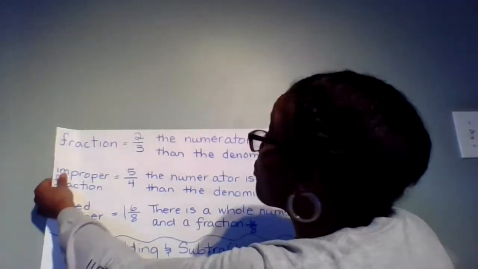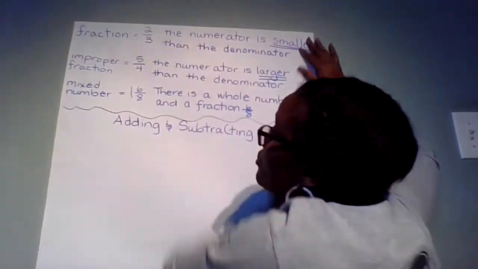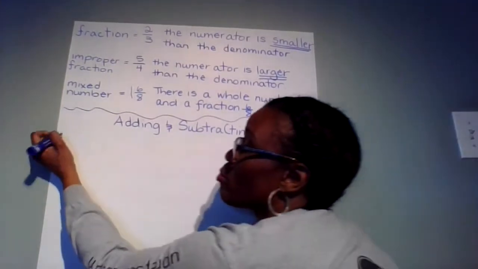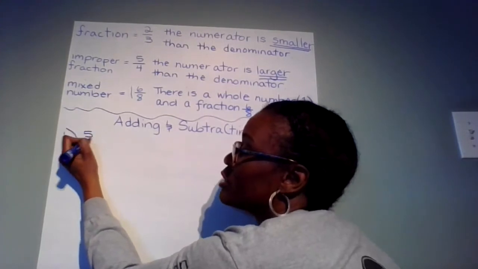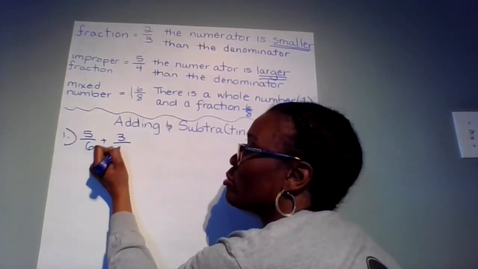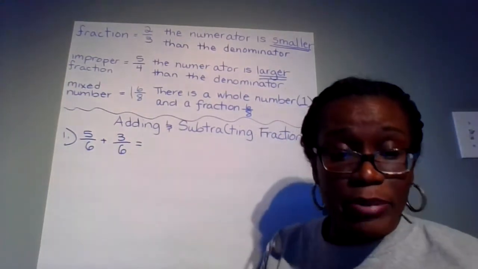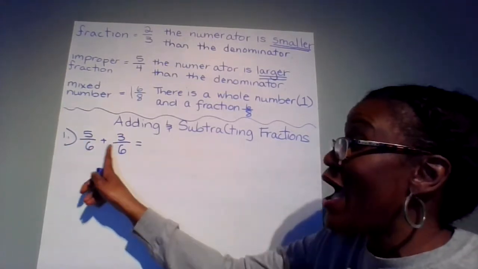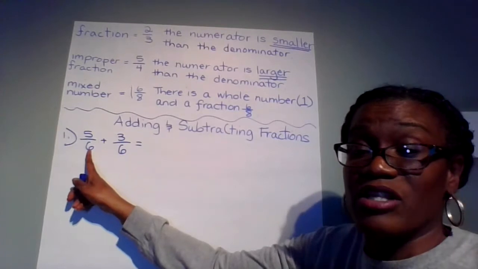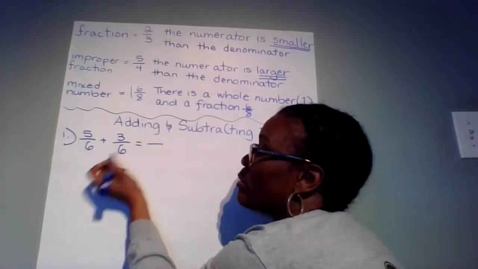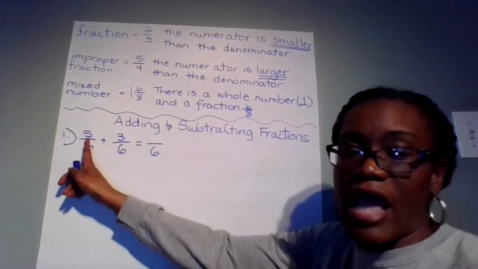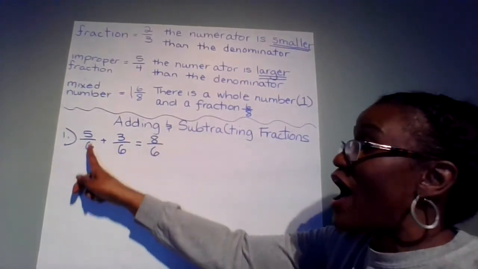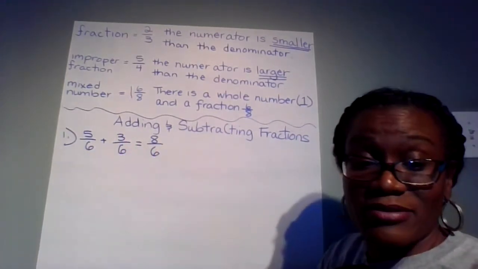So I'm going to move my whiteboard up. And as you can see, we're going to add and subtract fractions. The first problem that I'm going to start with is 5/6 plus 3/6. Remember, I already explained that when we are adding fractions that have the same denominator, the denominator stays the same, and then we just add the numerators. 5 plus 3 is 8.